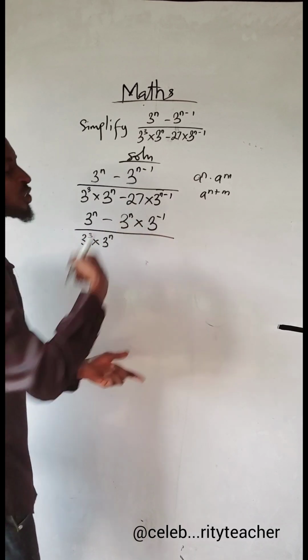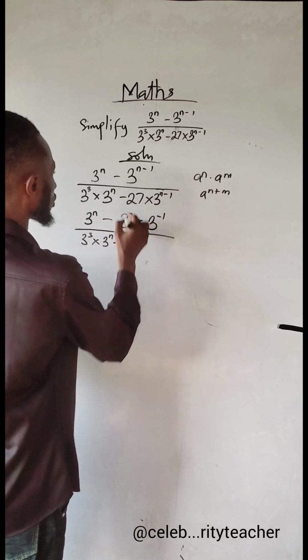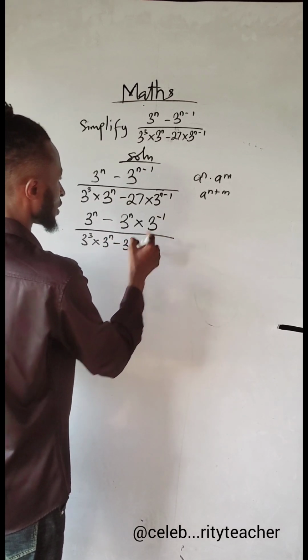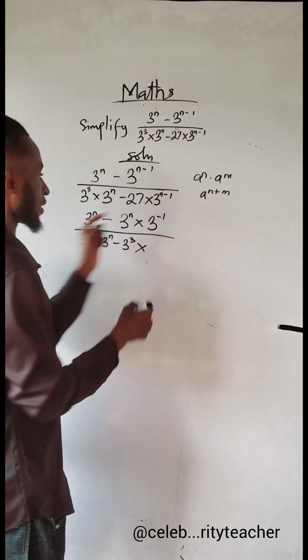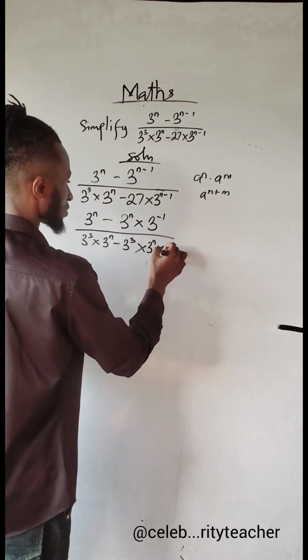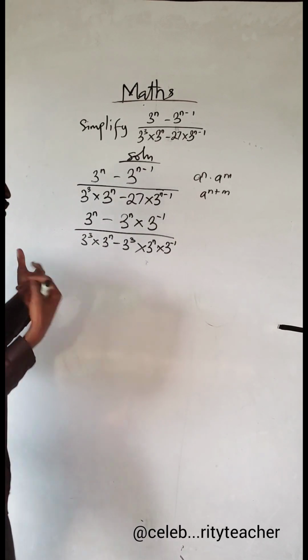Then 27, change 27 to an index. You understand that we have the power of 3. And if you do that, you are going to have 3 raised to power 3. Then here again, you reverse the multiplication law. If you reverse the multiplication law here, you are going to get something that looks like this. So you have something like this. So looking at this now, the only thing you can do is to study the equation.